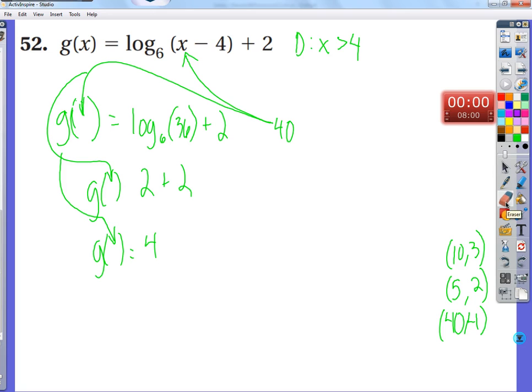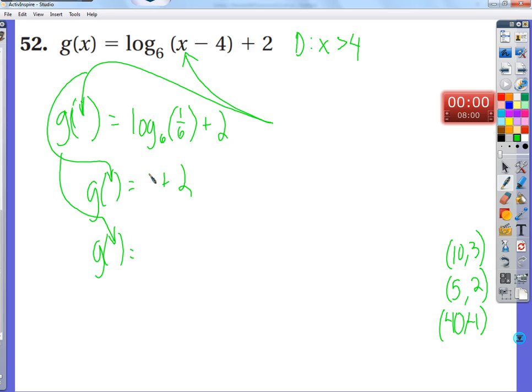So, let's see, we put in 5, and 5 minus 4 was 1. We put in 10, 10 minus 4 was 6. What else would be good to wind up in the parentheses here? 36. We just did that. We put 40 in, 40 minus 4 is 36. Yeah, it was a good idea, but it's already been done. 1 over 6 would be good.